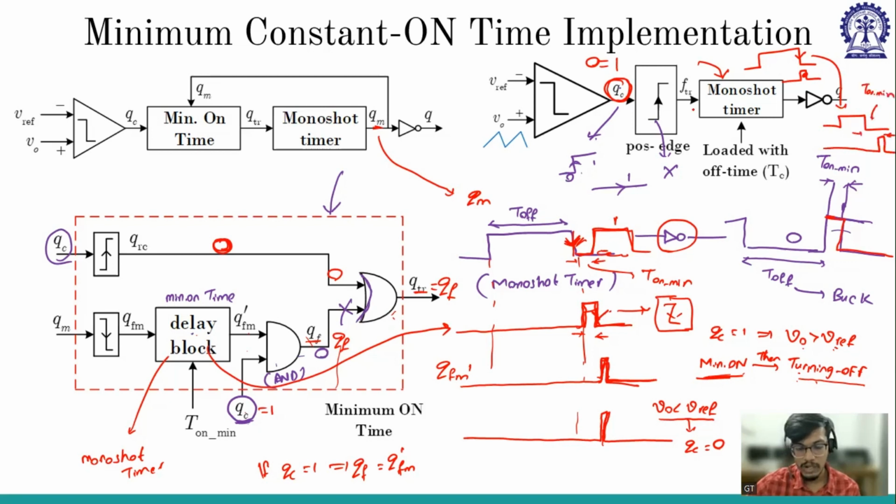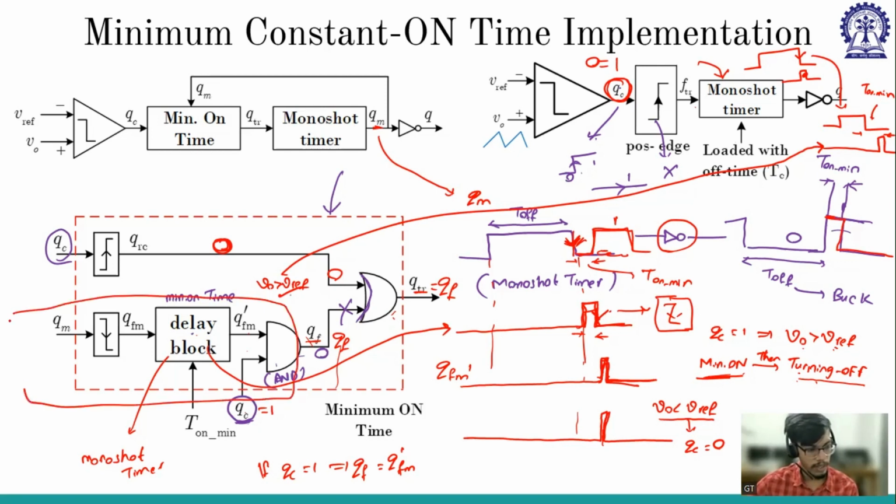and we feed it to the monoshot timer. So it will check whether V naught is greater than V reference or not. If this is happening, then we forcefully generate a trigger after T on minimum, so that the monoshot timer will be triggered and off time will be started. If V naught is less than V reference, then the closed loop itself will trigger, and this block will not work. So I hope this is clear.